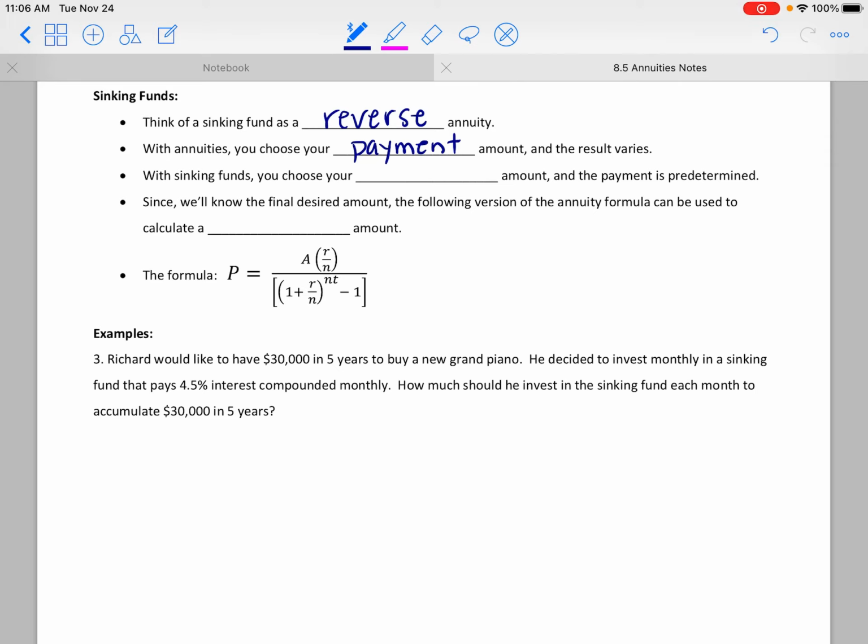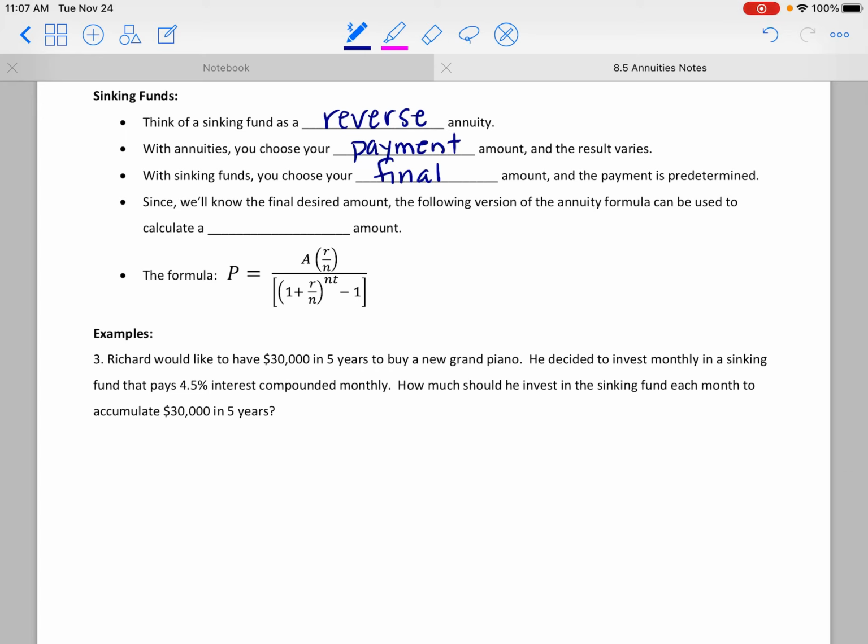With a sinking fund, what you're going to do is choose your final amount. So let's say you know that you want to save up $20,000 for a car, or $80,000 to put down on a house, or to pay off your house when you retire, something like this. If you know your final desired amount, then you can use another version of the formula to calculate the payment. So you choose your final amount, and then the payment is predetermined for you.